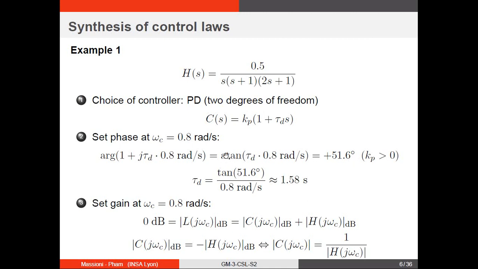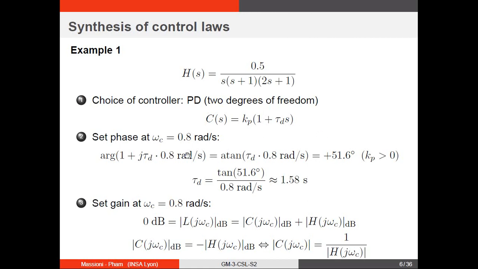You can just take the tangent of both sides. Tangent of this becomes tau d times 0.8. Tangent of this one is the tangent of this one. And then tau d is just this formula over here. Remember, tau d is time, so 0.58 seconds. We already get the first parameter. The second parameter is kp. How do we fix kp?